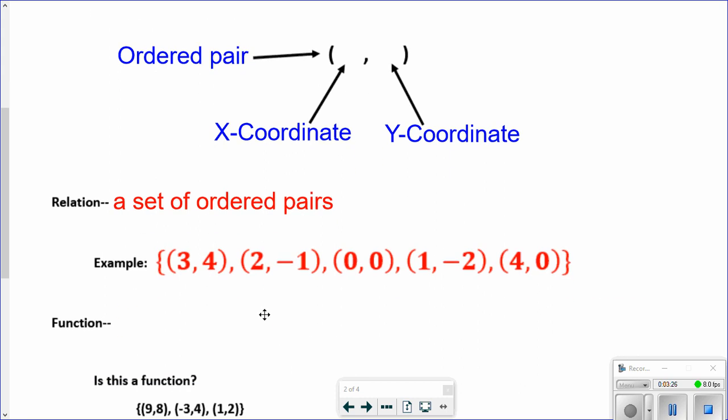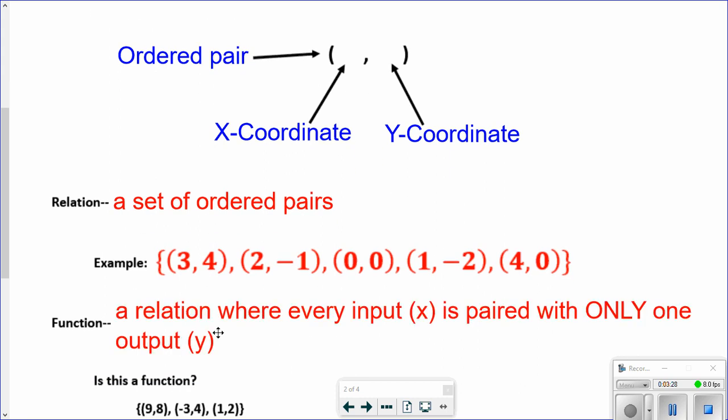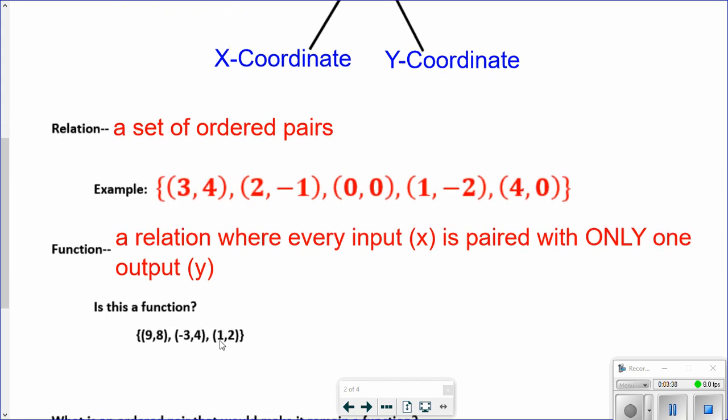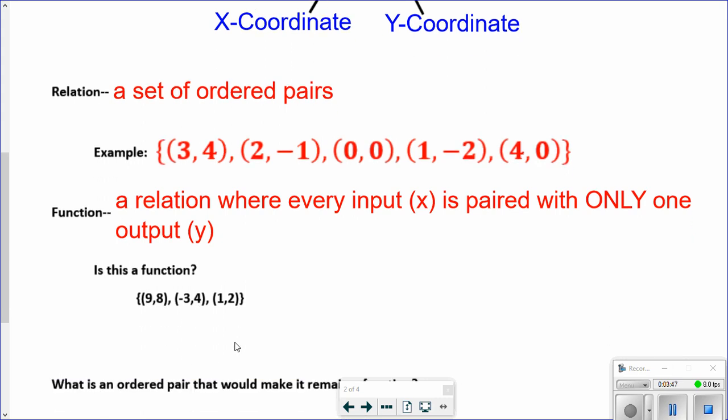A function is a specific kind of relation where every input, x value, is paired with only one output, the y value. Okay? So, question, is this a function? We have the ordered pairs (9, 8), (-3, 4), and (1, 2). Is it a function?